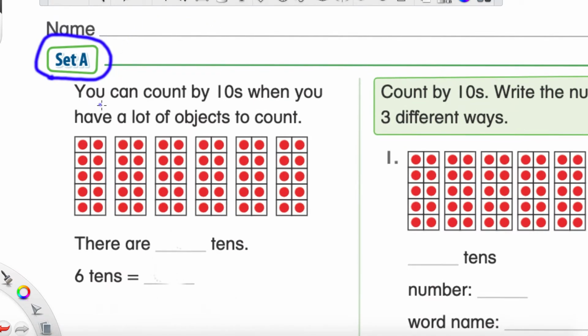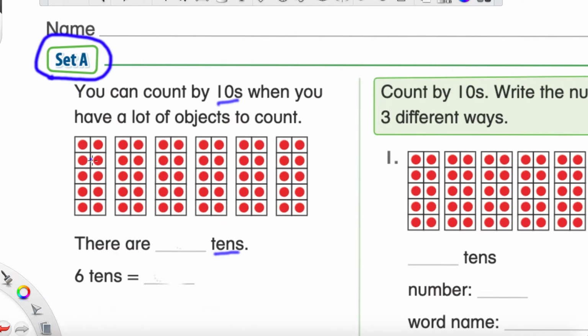So it says, you can count by tens when you have a lot of objects to count. So what are these boxes with red dots? What are these things called? They are called 10 frames, right? We know that. We know these are 10 frames. So let's see what kind of answers they want us to give. So it says, there are blank tens. So when they ask you how many tens, and you have a picture like this, what they're really saying is, how many 10 frames do we have? So we just count the 10 frames.